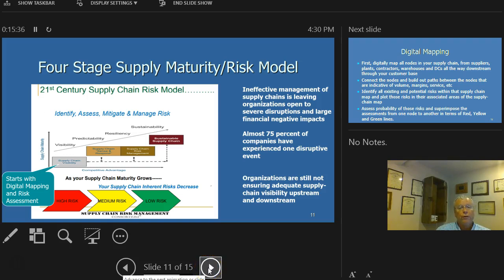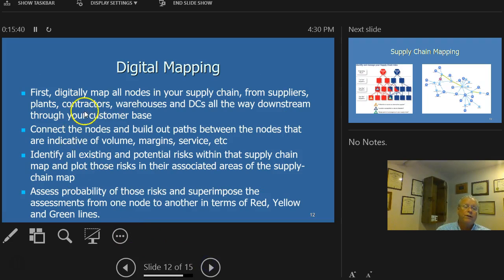So this new supply chain risk model is something you might be able to use in discussions you have. Digital mapping is digital mapping, and we talk about nodes. So nodes is what we talk about. And nodes are suppliers, their ports, their warehouses, their plants, their terminals, whatever they are. And you're looking at mapping the major lane flows and all the major activity between what's going on.